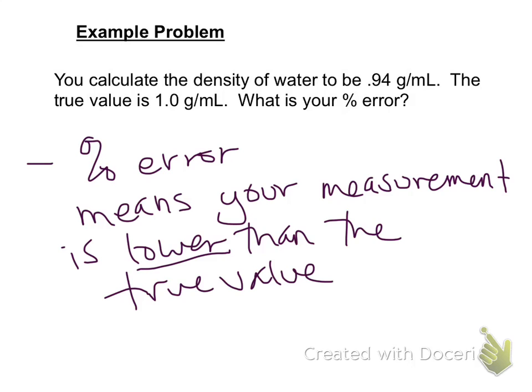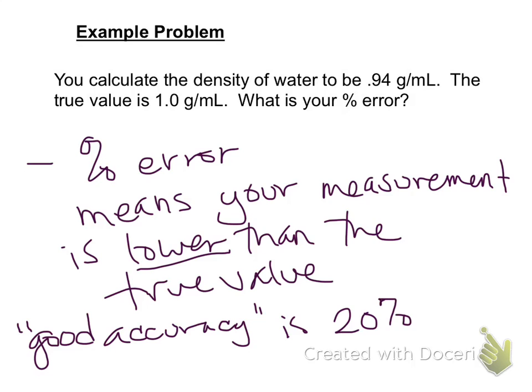And generally speaking, in this class, good accuracy is when you have 20% error or less. If you have more than 20% error, you usually have to do it again. There are exceptions.